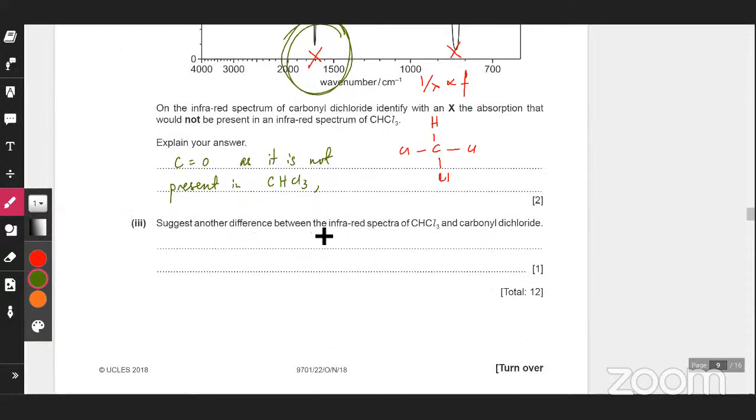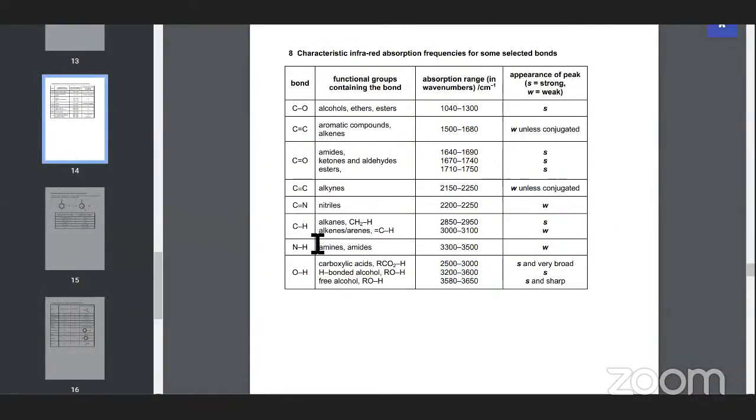Next one is: suggest another difference between the infrared spectrum of CHCl3 and the other. I mean, the other difference is C-H. This one has a carbon and hydrogen bond. So just open the data booklet and see where the carbon and hydrogen bond is. I mean, it's over here. So there's going to be an absorption at around the 2800 to 3000 range.